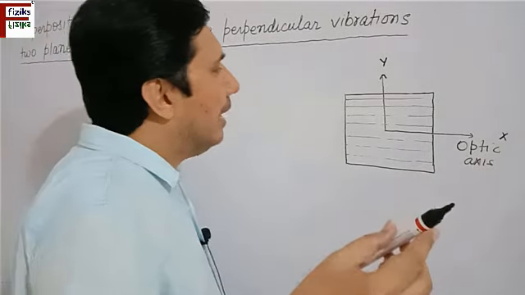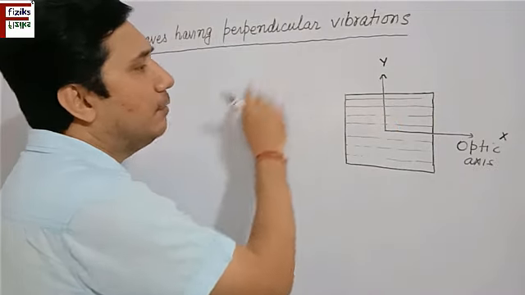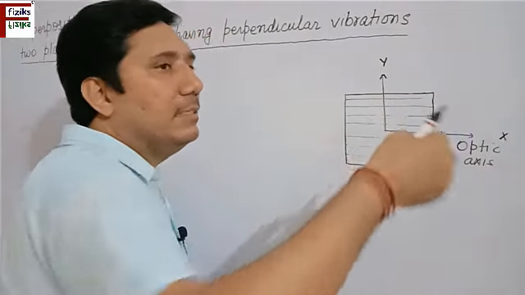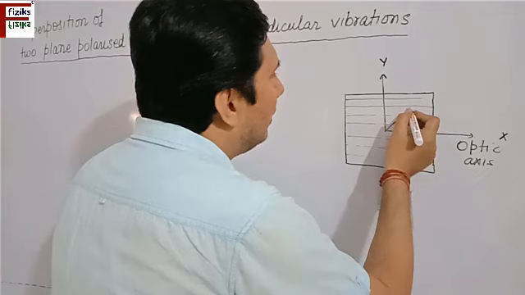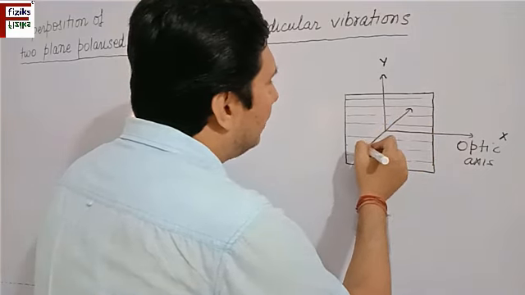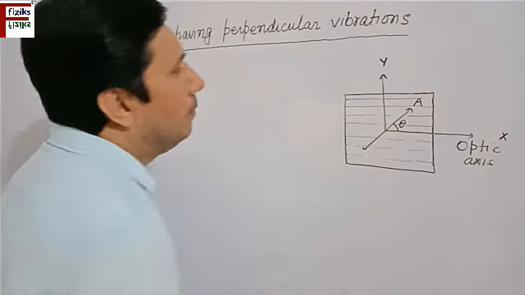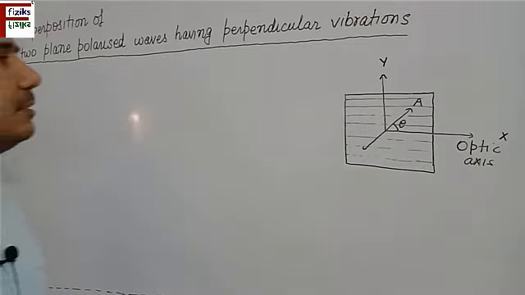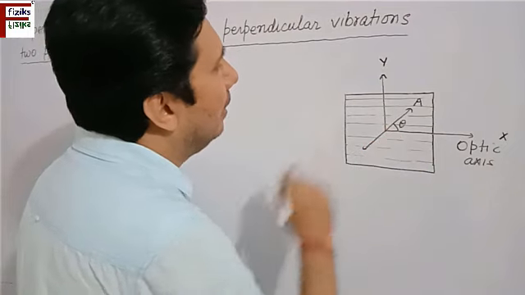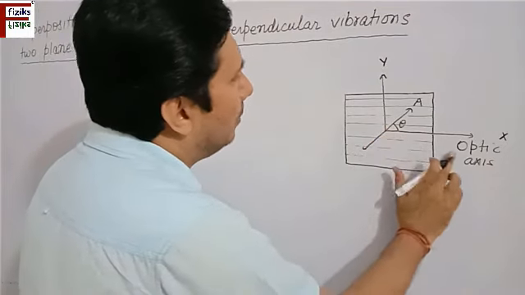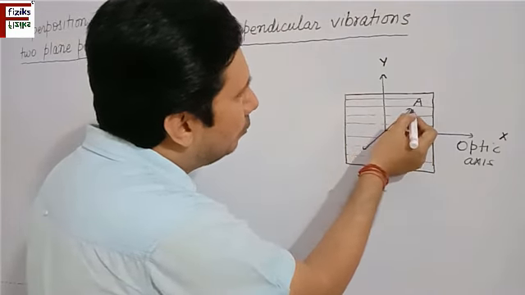Now a plane polarized light is incident on this. So basically this front face corresponds to the side of this board, and a plane polarized light is incident on this, and it will have an electric vector. Suppose its amplitude is A, and this is making an angle theta with respect to the optic axis. So the electric vibration of the incident plane polarized light is making an angle theta with respect to the optic axis.